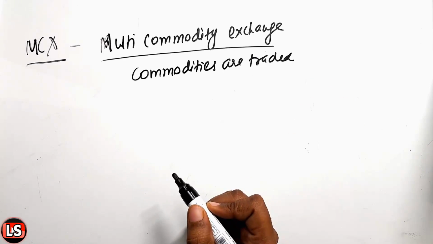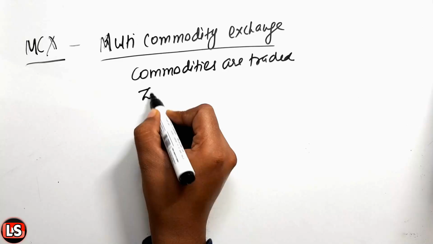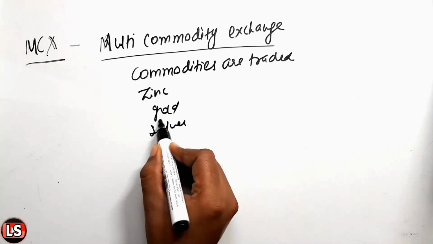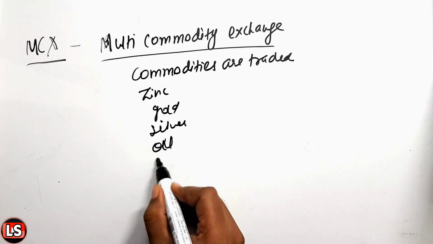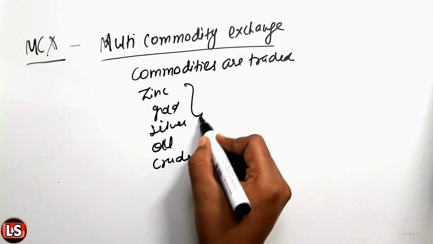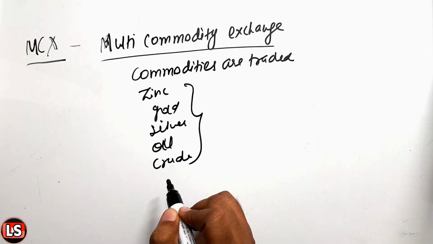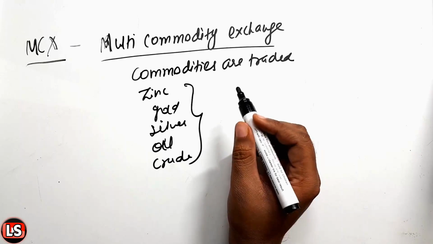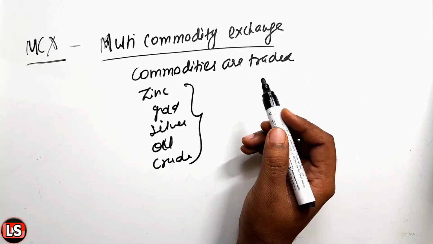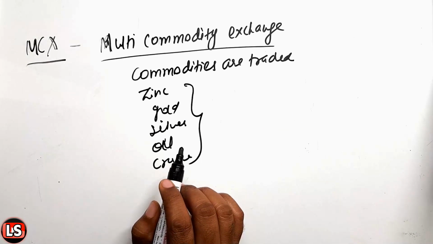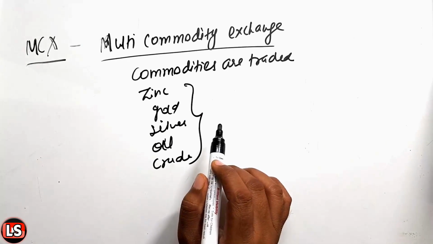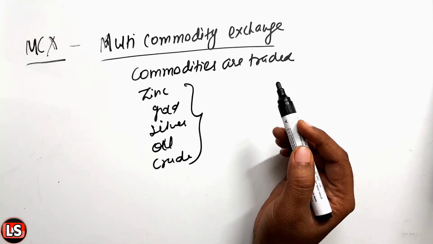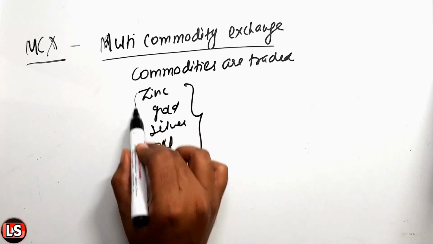Now what is a commodity? Like zinc, gold, silver, crude oil. All these are basically commodities. So it is a platform where commodity traders facilitate online trading of commodities. All the settlements and clearings regarding commodities and futures transactions are transacted over here.